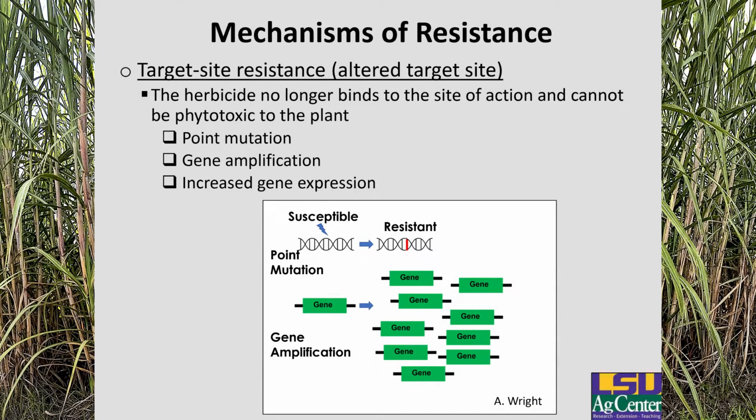So a little bit about mechanisms of resistance. Target site resistance: the target site can be altered. Essentially the herbicide no longer binds to that site of action and cannot be phytotoxic to the plant. This can occur as a point mutation in the DNA, by gene amplification, and increased gene expression.